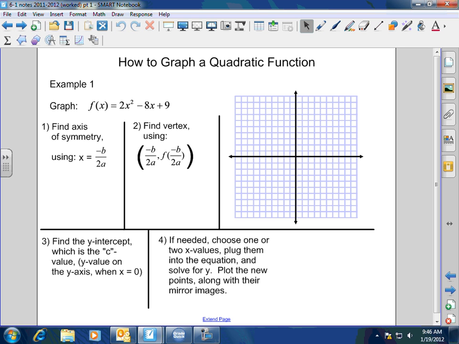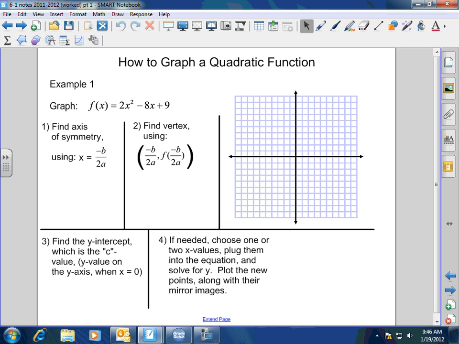And the vertex, you can find that by using the formula parentheses negative b over 2a, which is the x value, comma, f of negative b over 2a. In other words, you find the axis of symmetry, which is your x value. You plug that into the equation and you find your y value. And that is your vertex. So we also know about the y-intercept. The y-intercept is the y value when x is 0.